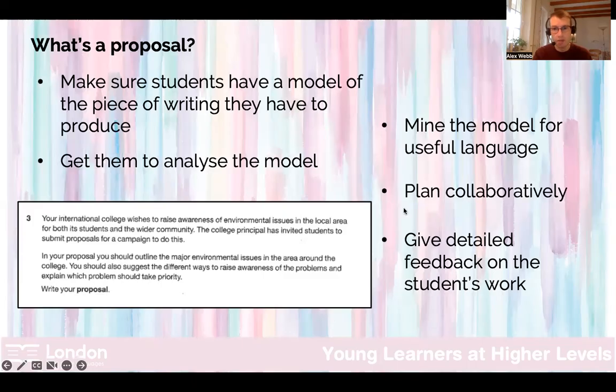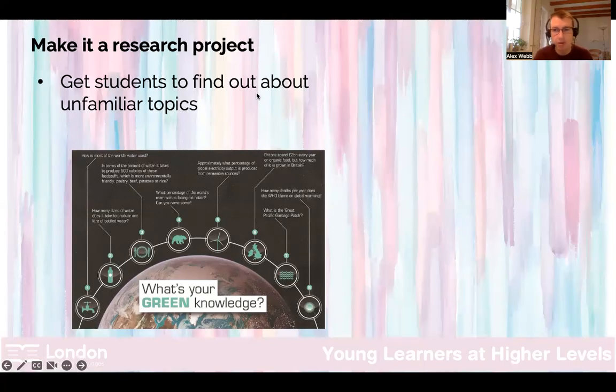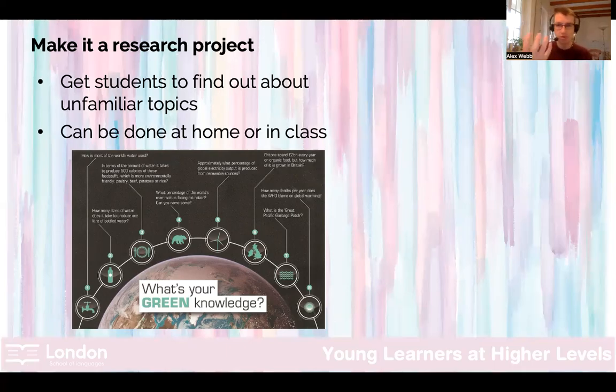Okay. And my final suggestion is get the students to do some research themselves. Okay, this is an example of a page from a proficiency book here. Okay, and it's got some questions here about the use of water. Okay, if you give a group of 16-year-olds these questions, they're not going to be able to answer them. Okay, so why not get the students to find out about unfamiliar topics before you go into a task? Okay, if you've got a task like this with lots of questions, this could be something they do for homework, or you could do it directly in class because they've got their smartphones.